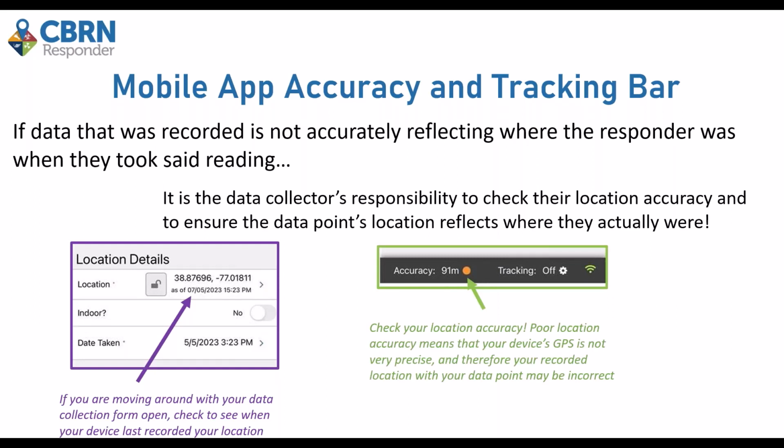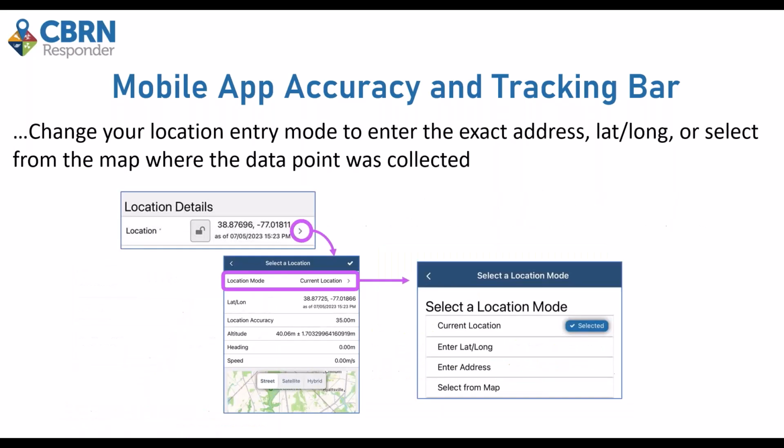If you see that your location accuracy is higher than you would like, so in this example here, it's 91 meters, which isn't necessarily the greatest when you're trying to be as accurate as possible. So this means that your device's GPS is not super precise at this time. So your location of where your data point was recorded may be slightly off. So again, if this is too outdated or too inaccurate for your liking, you are able to change your location entry mode to enter in the exact address, the lat-long coordinates, or the select from map option.